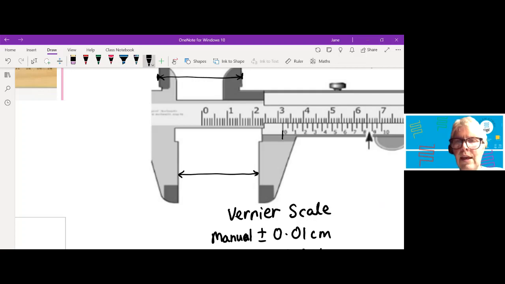Now this 0 mark here is in between 3.1 and 3.2. So clearly this measurement is going to be 3.1 something. If you're using a digital one, it will just give you a straight read-off, and the resolution will be plus or minus 0.001, whatever that last decimal place is that it can read to. But I just want to show you how to read it because it is a useful skill to have.